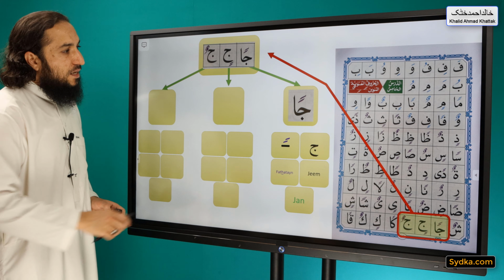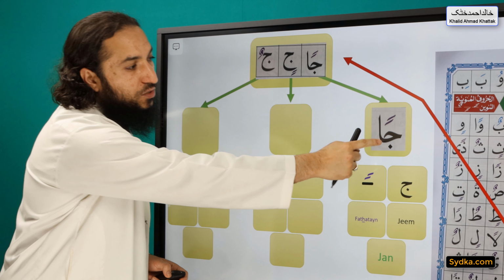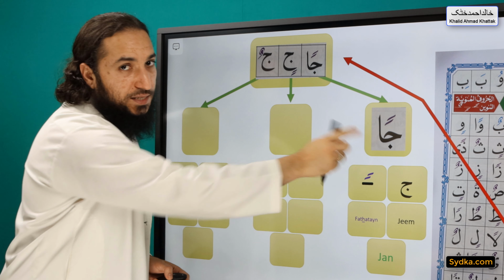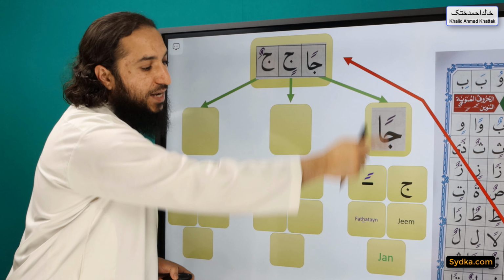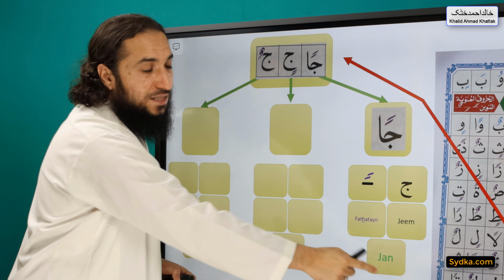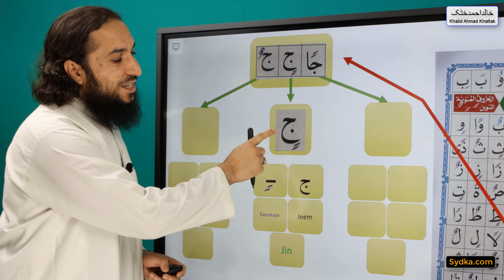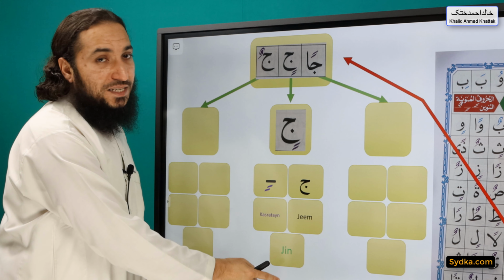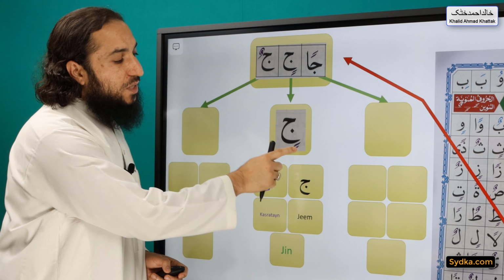So the first letter is Jim. The alif next to it is silent here. Jim fathatain, jan. Jim kasratain, jin.